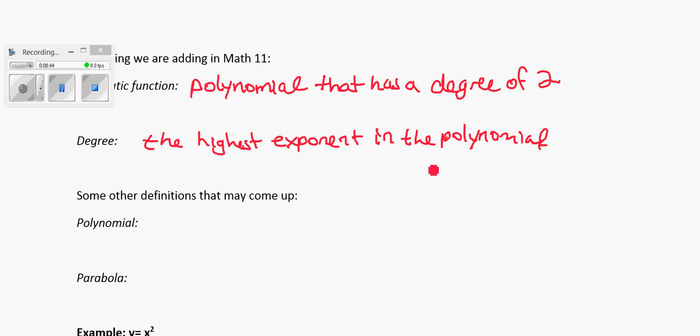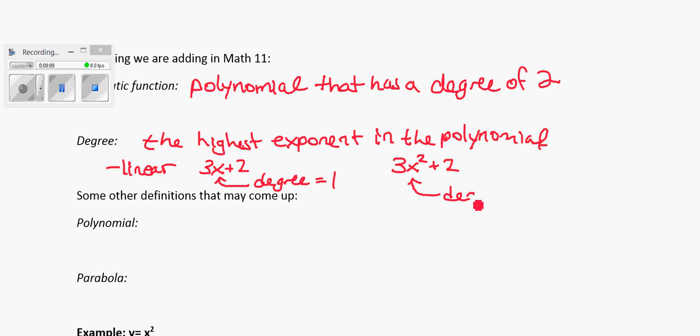Okay, so when we were talking about linear functions, our example there was just something like that. And so the degree here is just 1. And if we were to change the polynomial to be 3x squared plus 2, which is what we're going to see in grade 11 math, the degree is 2.